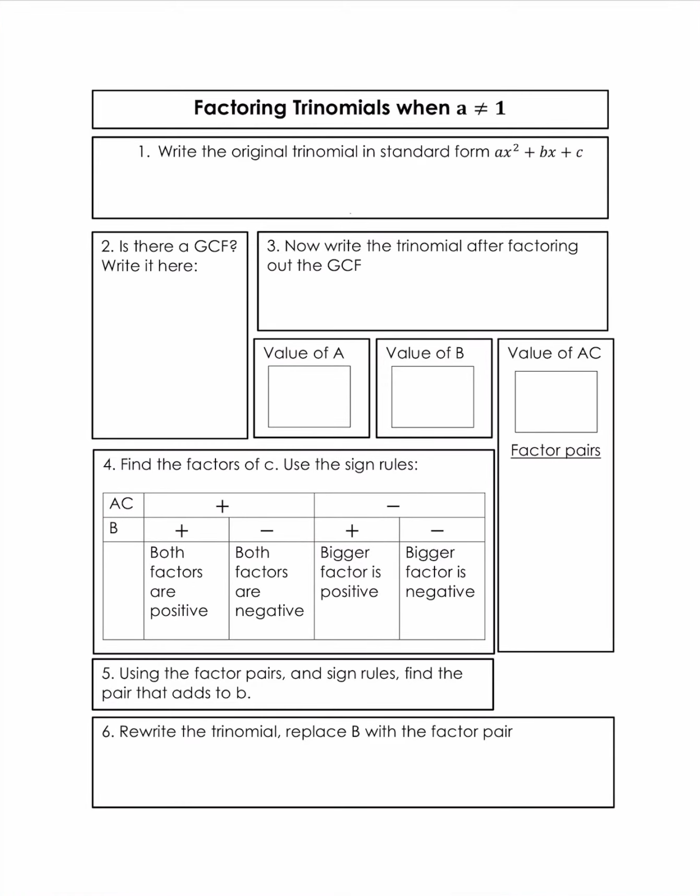So in this video, I'm going to talk about how to factor trinomials when a does not equal 1. So let's suppose we're trying to factor 6x squared plus x minus 2. If we look at these three terms, notice we don't have a GCF that we can factor out. So we're just going to work with 6x squared plus x minus 2.